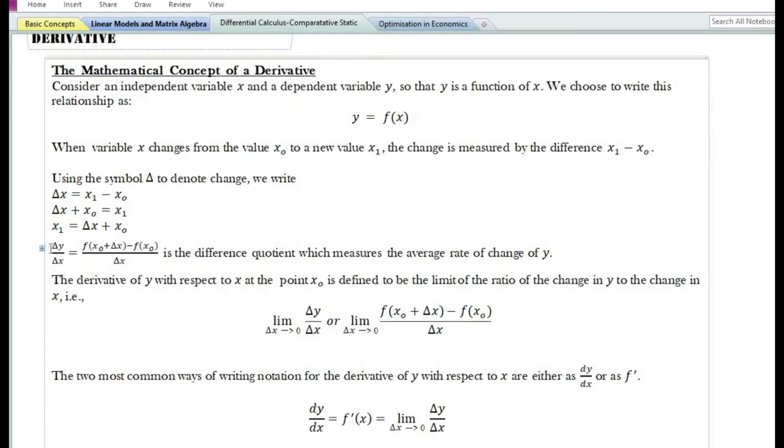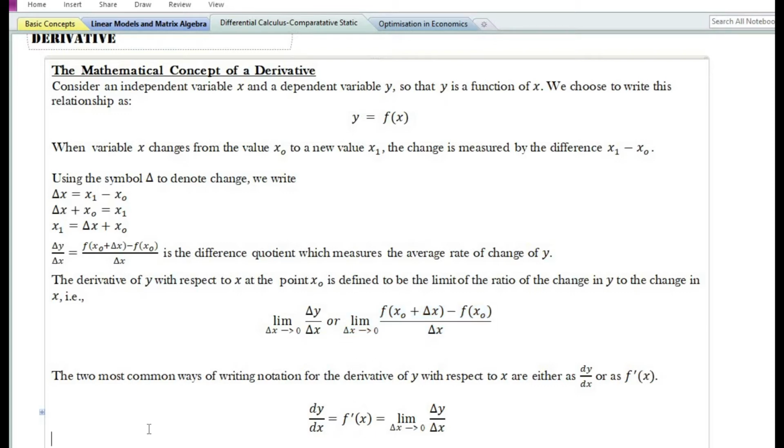del x. Now the difference quotient delta y by delta x, which is the change in y to the change in x, measures the average rate of change of y. The derivative of y with respect to x at a point x subscript 0 is defined to be the limit of the ratio of the change in y to the change in x, that is, limit of the difference quotient delta y by delta x as delta x tends to 0, or limit of the ratio of the change in y to the change in x as delta x tends to 0.